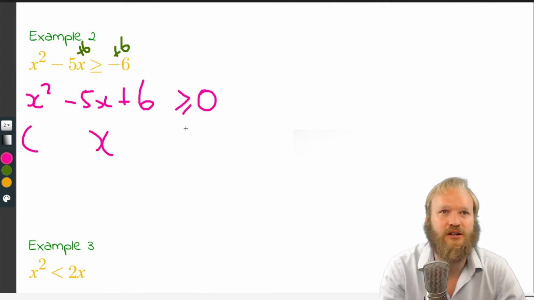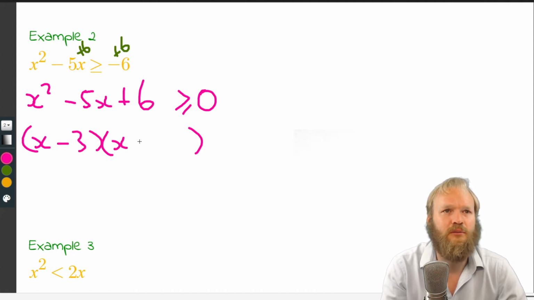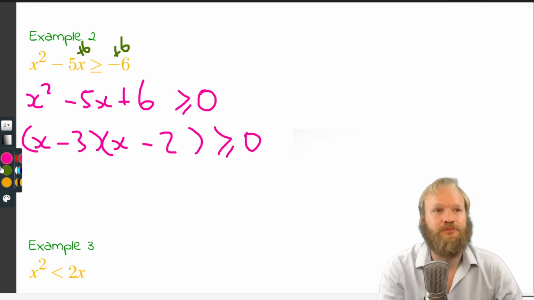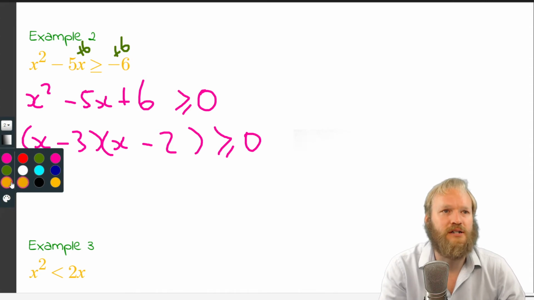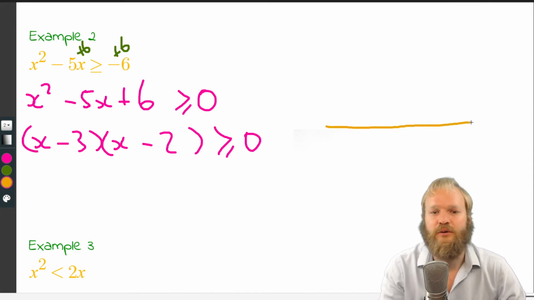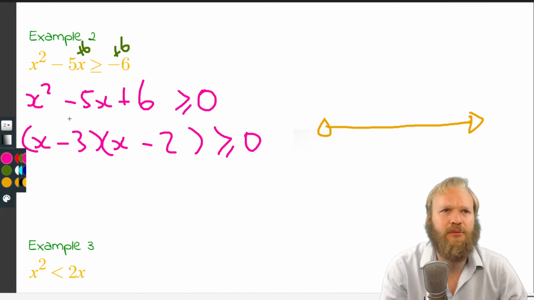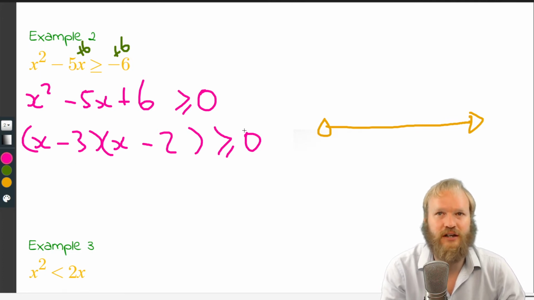So I'm going to run through it. Here we go. And we've got x, and this time we've got minus 3, minus 2, greater than or equal to 0. Cool, so parabola time coming our way. We draw this over here, and we say, our parabola is a happy parabola, positive x squared. It's got 2 roots of 3 and 2.